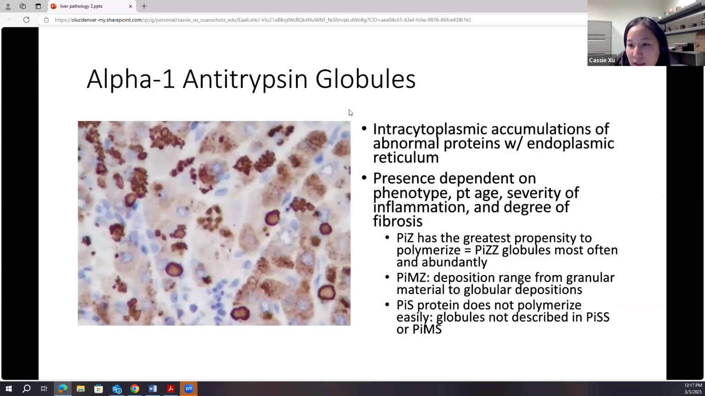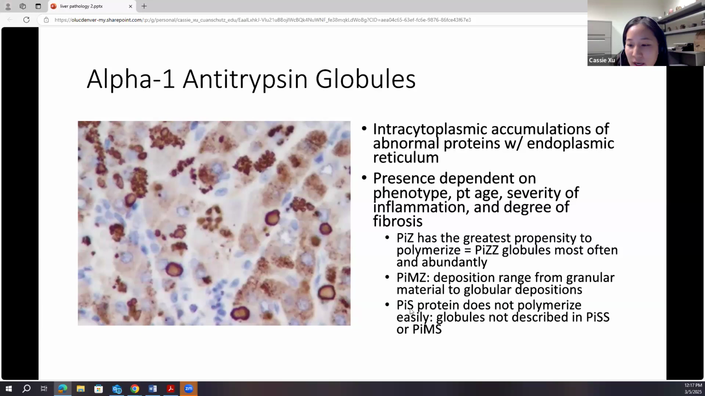So alpha-1 antitrypsin globules are intracytoplasmic accumulations of abnormal proteins within the endoplasmic reticulum. The presence is really dependent on the phenotype of the patient, age, the severity of the inflammation, and degree of fibrosis. Patients with the PIZZ phenotype tend to have the most abundant globules, and they tend to be the classic periportal globules. And then PIMZ, so they have one normal, one abnormal Z. They can have a deposition that ranges from granular material to large globular deposits.